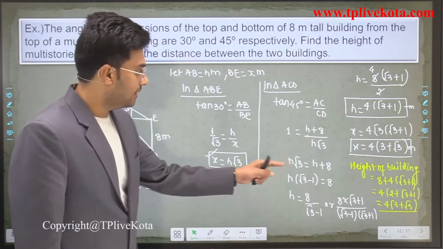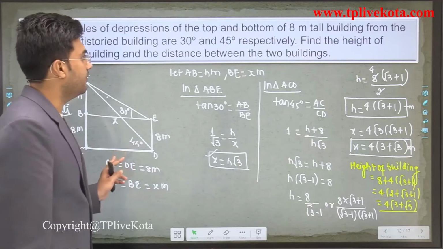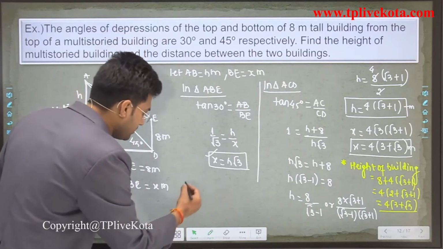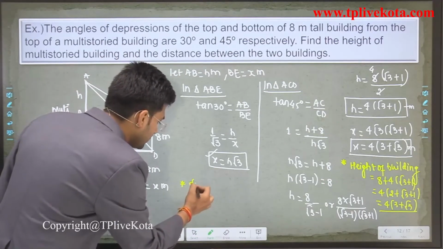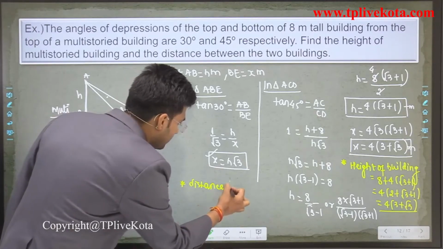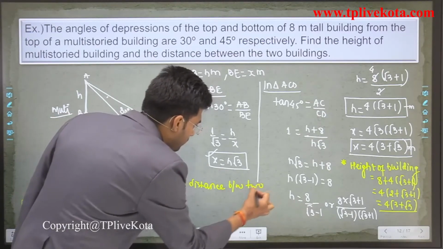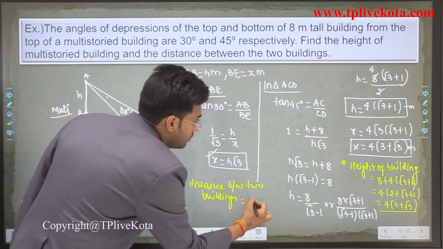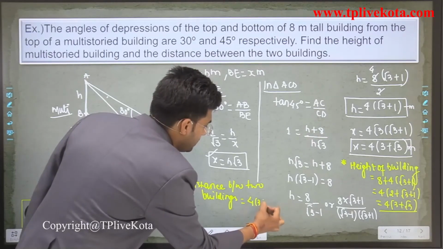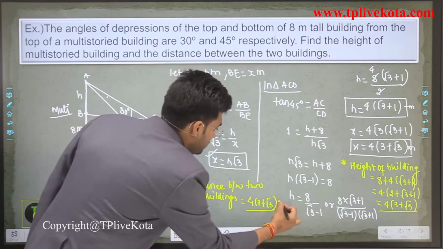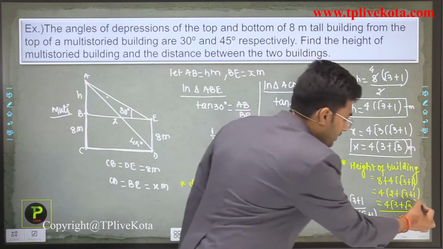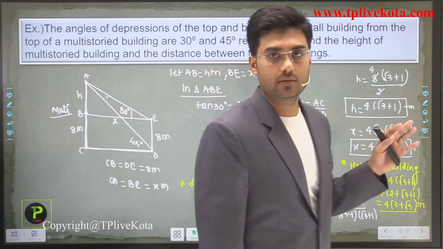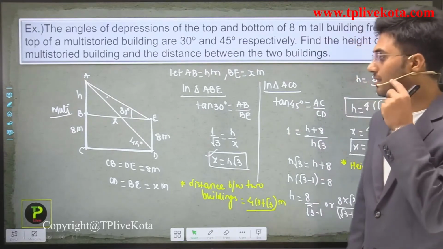And students, here the distance between the two buildings, because here we do not have space, so I write here, distance between two buildings is also 4 times 3 plus root 3, and this is in meter. So students, these are the two answers for these two questions. I hope you understand this question.